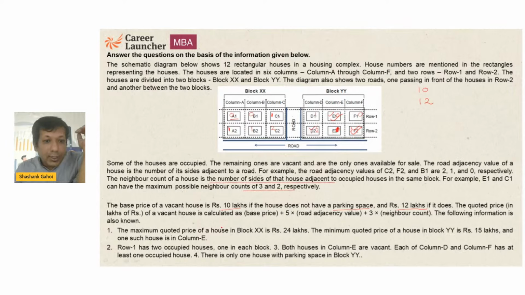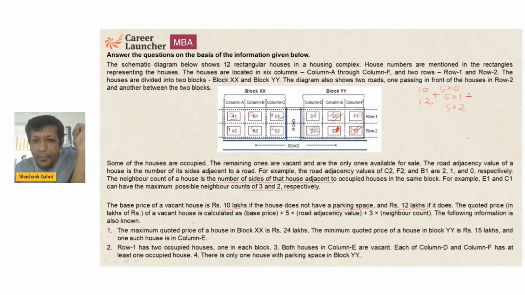Now the price of the vacant house is calculated as the base price, which can be either 10 or 12, plus 5 into road adjacency value. Road adjacency can be 0, 1, or 2, so it is going to be 5 into 0, 5 into 1, and 5 into 2. If there is no road adjacent to it, it is going to be 0. If there is one road adjacent to it, it is going to be 5. If there are 2 roads adjacent to it, it is going to be 10.